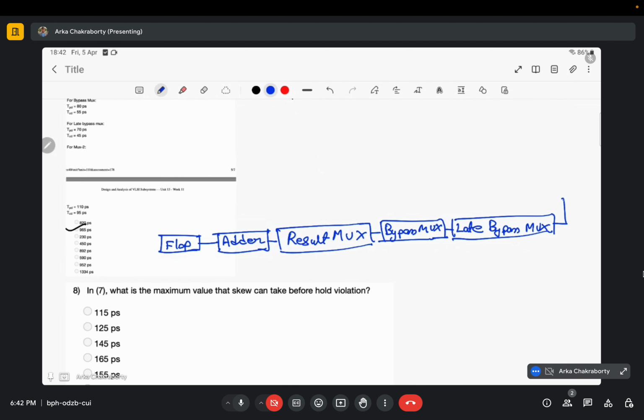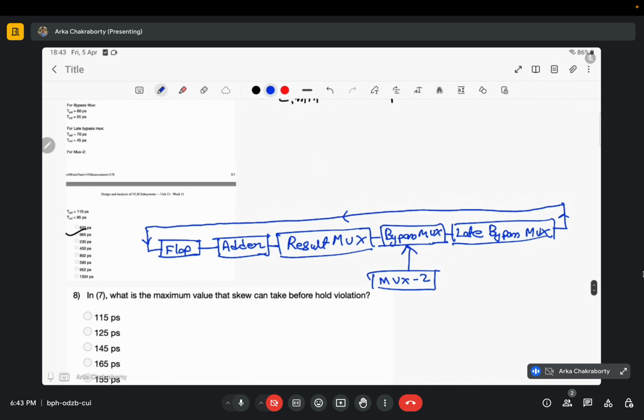And the output was fed back to the input. Okay, and there was a mux 2 feeding the bypass mux. Okay, so first question is what is the maximum value that the skew can take before hold violation?